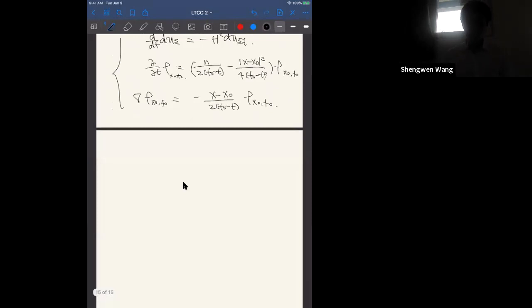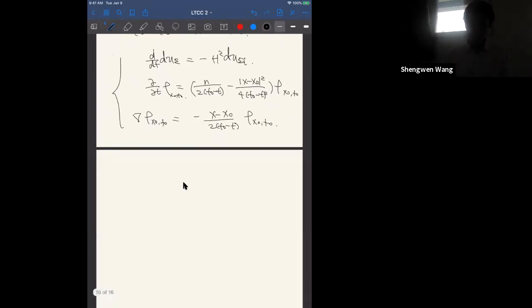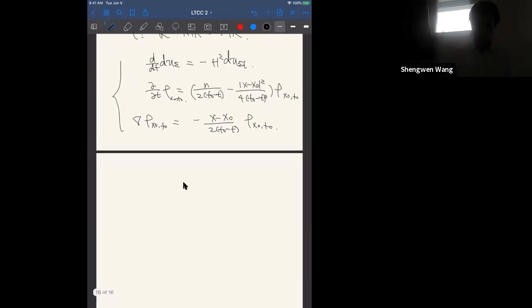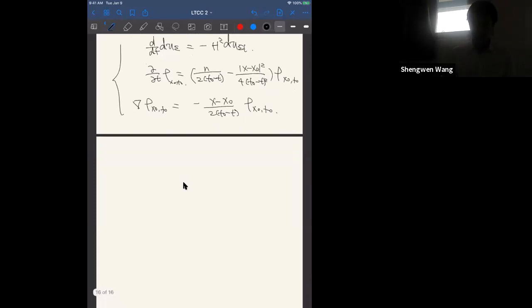So what is the monotonicity formula? The monotonicity formula is about the integration of the backward heat kernel on the evolving manifold by mean curvature flow. So with the previous computations, this computation is actually quite easy now.